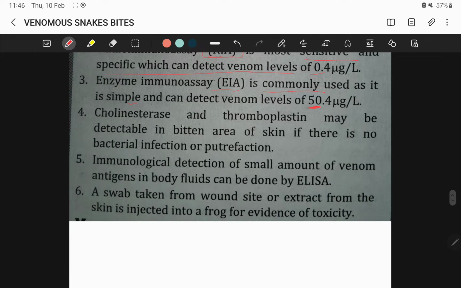And then cholinesterase and thromboplastin, okay. These are properties that may be detectable in the biting area of the skin, if no bacterial infection or putrefaction has occurred in the snake bite area; then we can find cholinesterase and thromboplastin. And then another is immunological detection: a small amount of venom antigen in the body fluid can be detected by ELISA, okay.